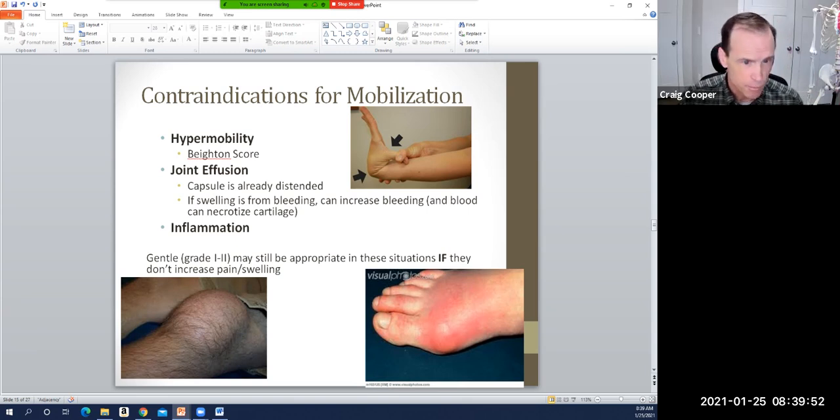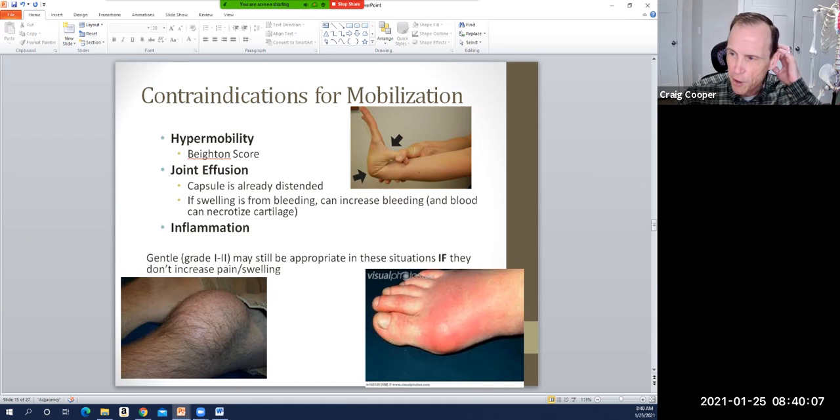Kind of like if you have really great muscle length, you don't really need to stretch anymore. You already got what you need. And so there's a grading scale called the Beighton score that looks at multiple joints and how extreme your arc of motion is at those different joints, and you can get a given score.